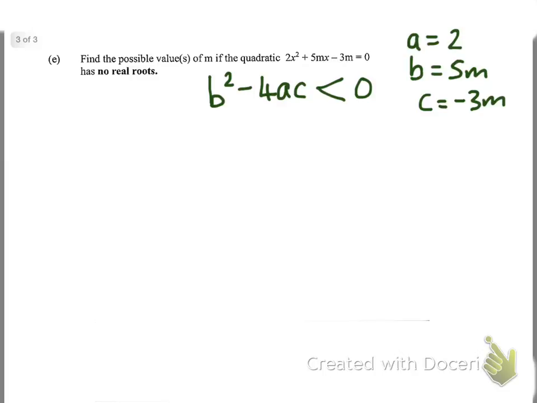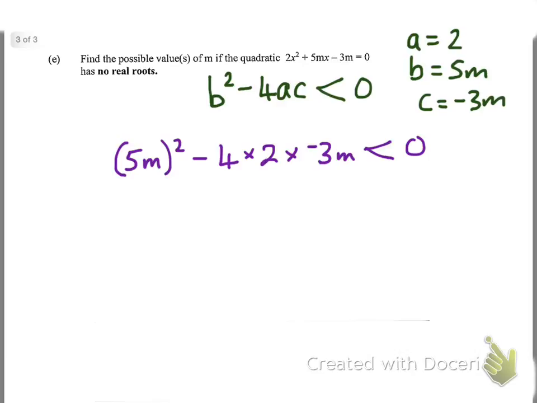A is 2, that's by the x squared. B is by the x, so that's 5m. C is the constant, make sure you include the negative with it. Now plug those values into b squared, which is 5m squared, and you get that. Substituting the green values in for A, B and C. Multiply the second part out and expand your brackets, 25m squared plus 24m.